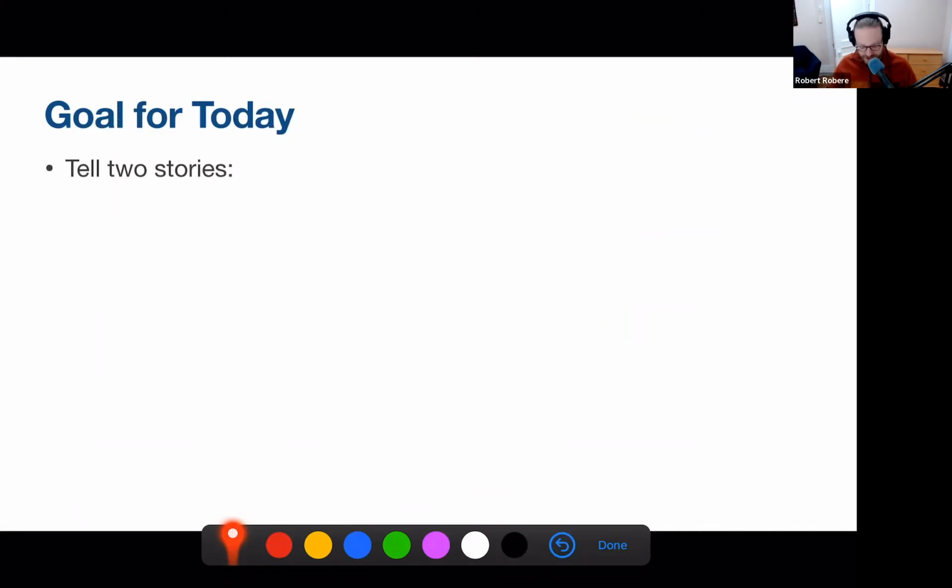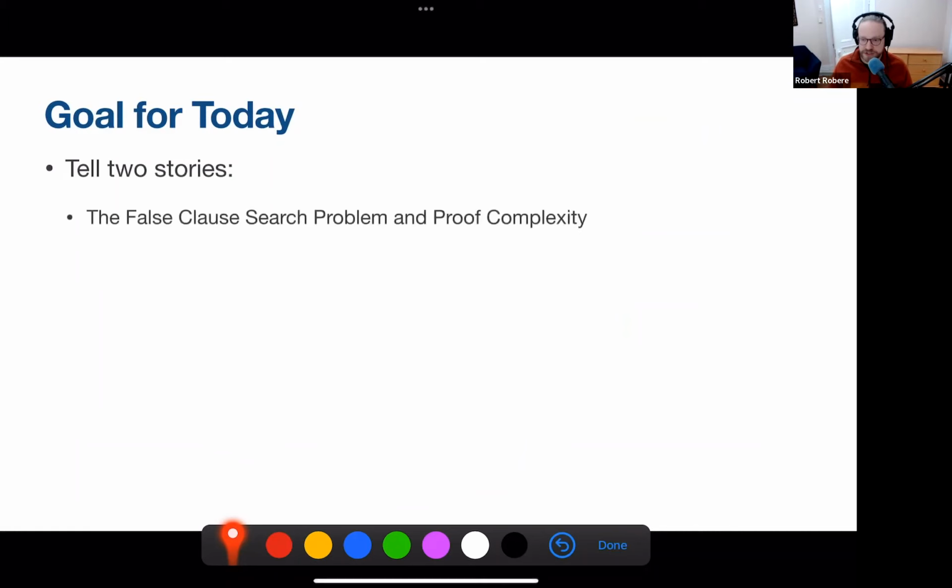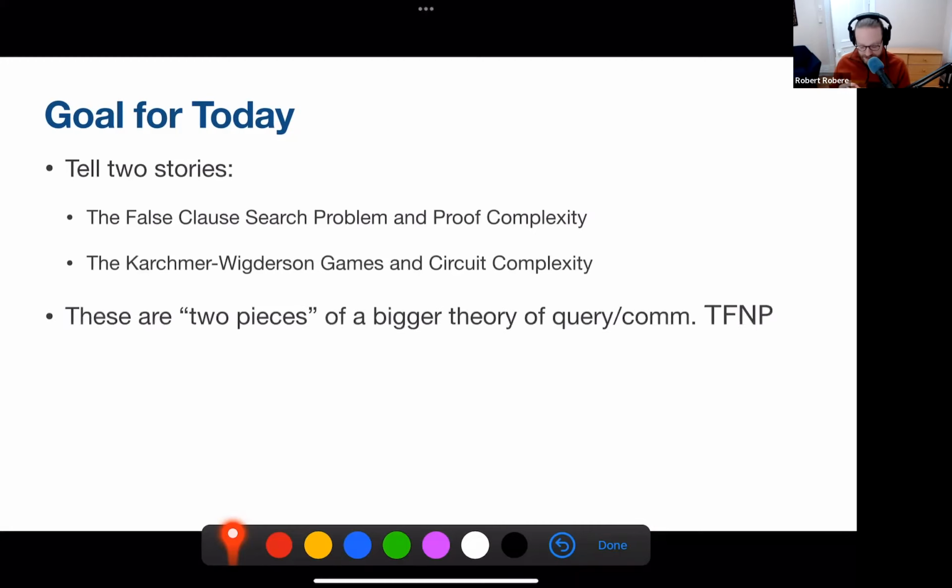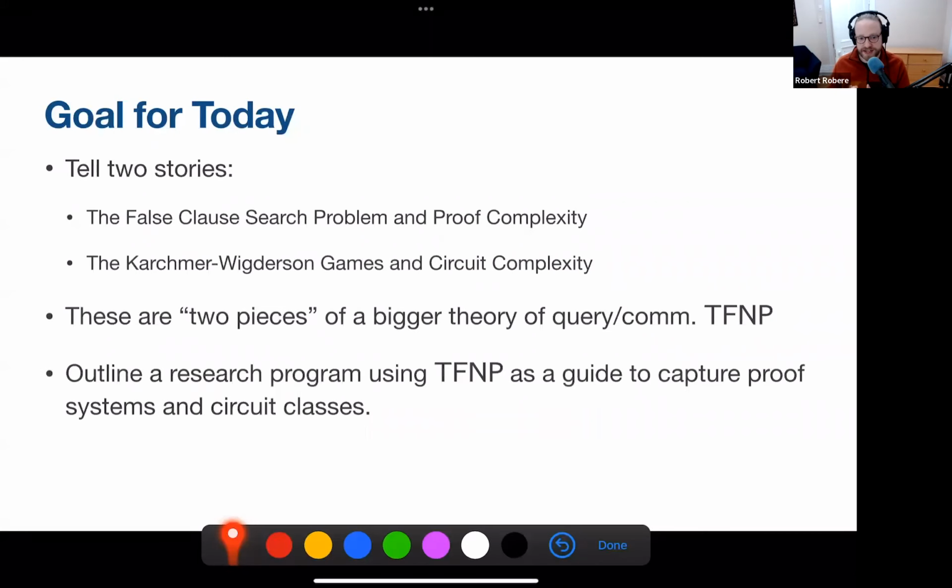My goal for today is to tell you two stories, and this is supposed to be tutorial in style. First, I'd like to tell you about the false clause search problem in proof complexity, and in particular the setting in which it originally came up. Then I'd like to talk about the Karchmer-Wigderson games in circuit complexity. And finally, I'd like to argue that these two stories, which grew independently of one another historically, and there were some relationships between them but it wasn't really clarified, are actually two pieces of a bigger theory of query and communication TFNP. In particular, I'd like to outline a research program that uses TFNP as a guide to capture these proof systems and circuit classes.